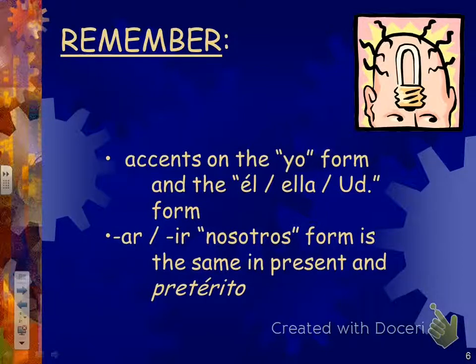And the nosotros form in all of these verbs, ARs and IRs, is exactly the same in the present tense and in the preterito, preterite. But is it the same for ER verbs in the present tense and the preterito? What do you think? How do you say we eat? The verb is comer. How do you say comer in nosotros in present tense? Comemos with an E. How do you say it in the preterite tense? We ate. Comimos. That's the only change.